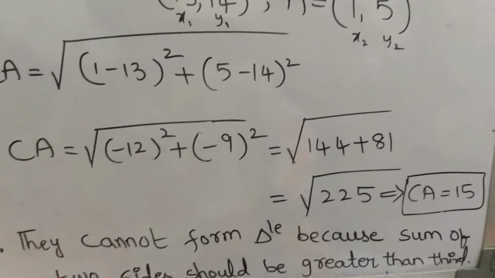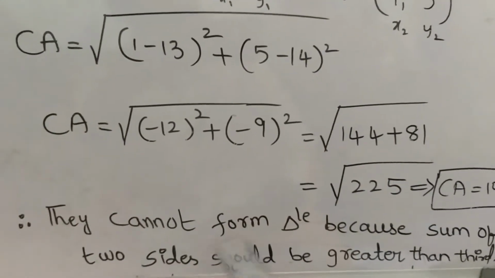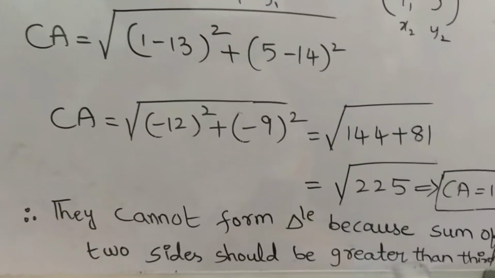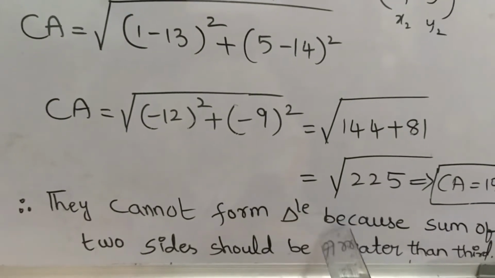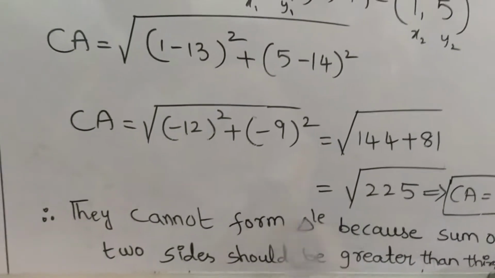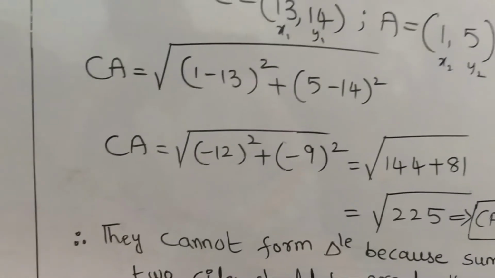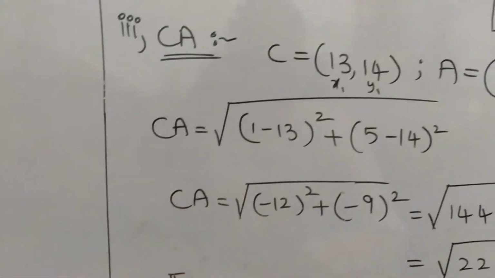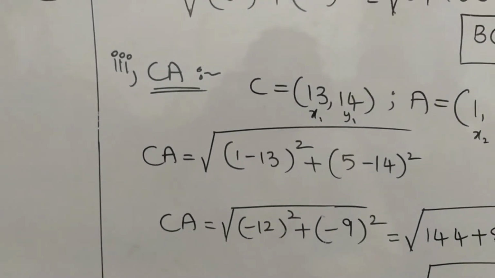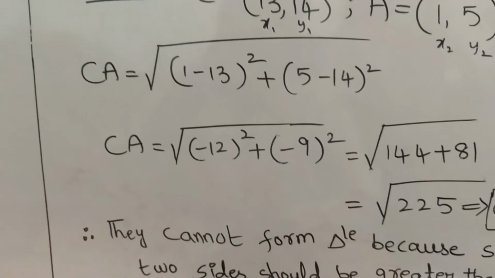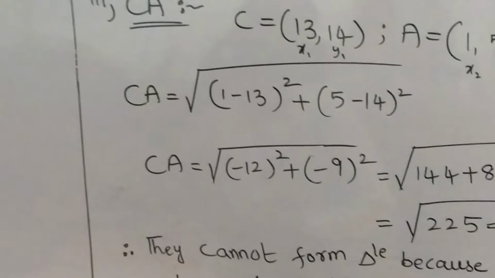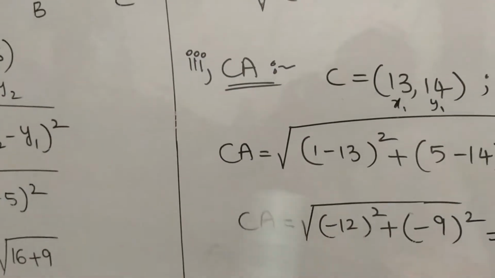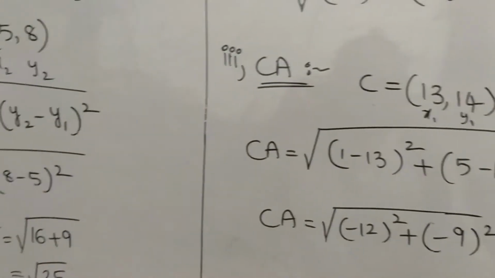So here there is no possibility, hence I am writing they cannot form a triangle, because the sum of two sides should be greater than the third, but here it is not possible. Hence we cannot form a triangle by the given vertices. Like this you have to write. So whatever the question it is, you just solve, and in the last you will get a conclusion. So first in this problem we have found AB, then BC and CA values, students. This is the 13th one solution.